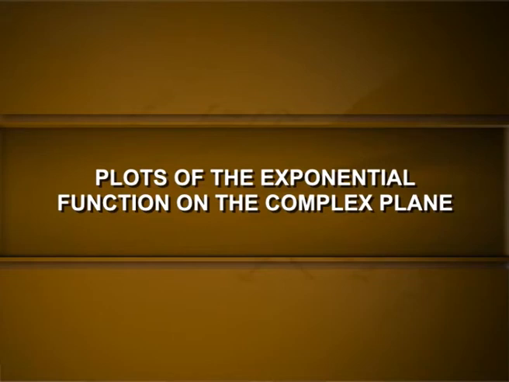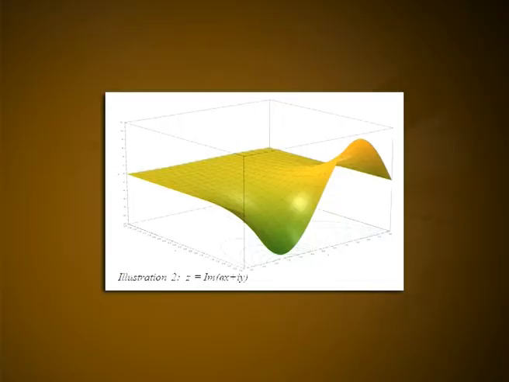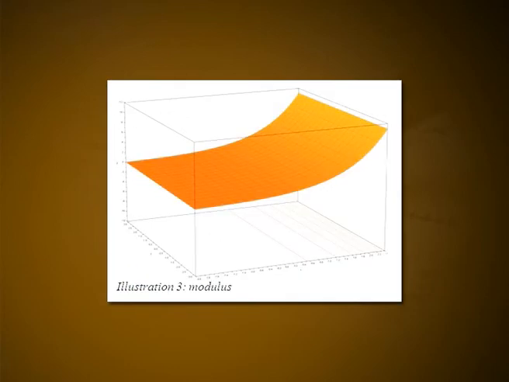Plots of the exponential function on the complex plane. The exponential function maps any line in the complex plane to a logarithmic spiral in the complex plane with the center at the origin. Two special cases might be noted. When the original line is parallel to the real axis, the resulting spiral never closes in on itself. When the original line is parallel to the imaginary axis, the resulting spiral is a circle of some radius.